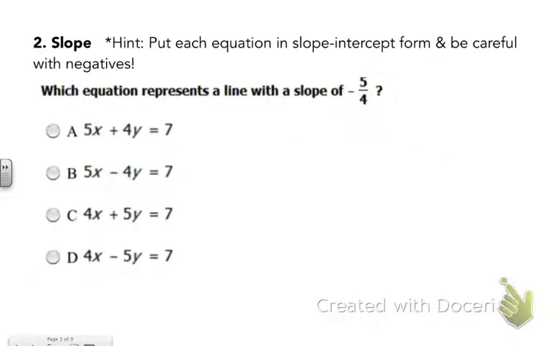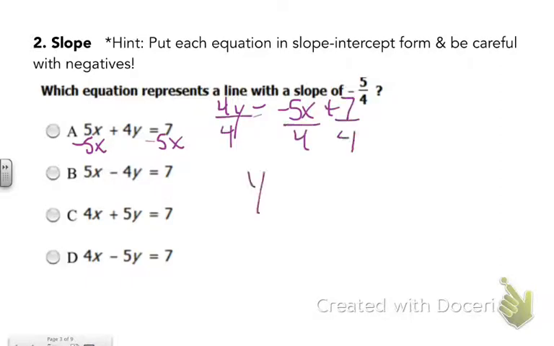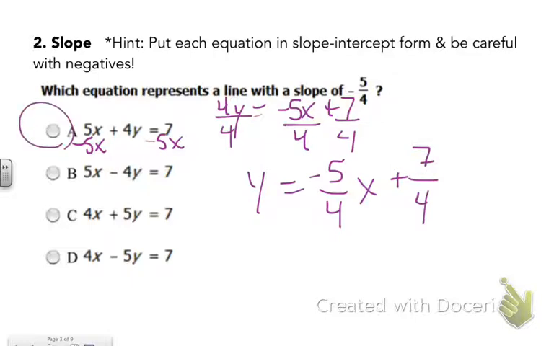Alright, which equation represents a line with a slope of negative 5/4? So notice all of these equations are in standard form, and in order to figure out what the slope is, I need to put them all in slope-intercept form. So to do that, I'm just going to get y by itself. And actually the first one has a slope of negative 5/4. But just to make sure, we should test the other ones.